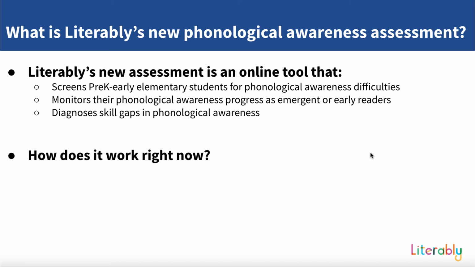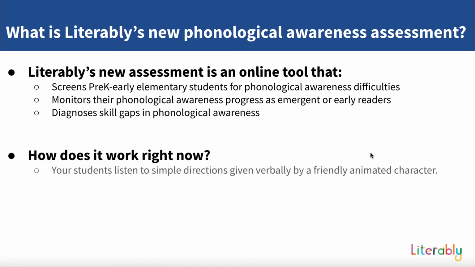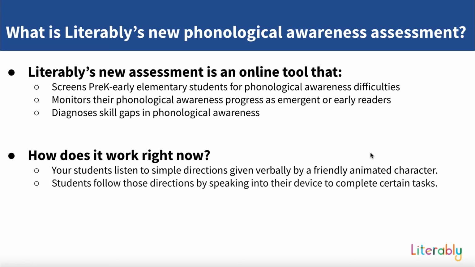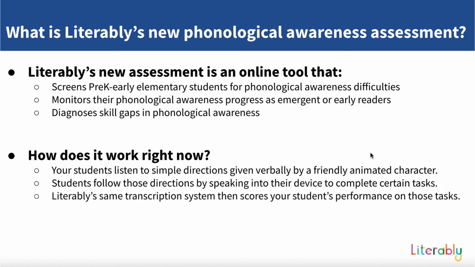How does this assessment work? Well, in a nutshell, your students will listen to simple directions given verbally by a friendly animated character. Your students will then follow those directions by speaking into their device to complete certain tasks, which are presented as games. We will then use the same transcription system that currently scores Literably's oral reading fluency assessments to score these recordings. And as before, you would receive your students' assessment results within 24 hours.